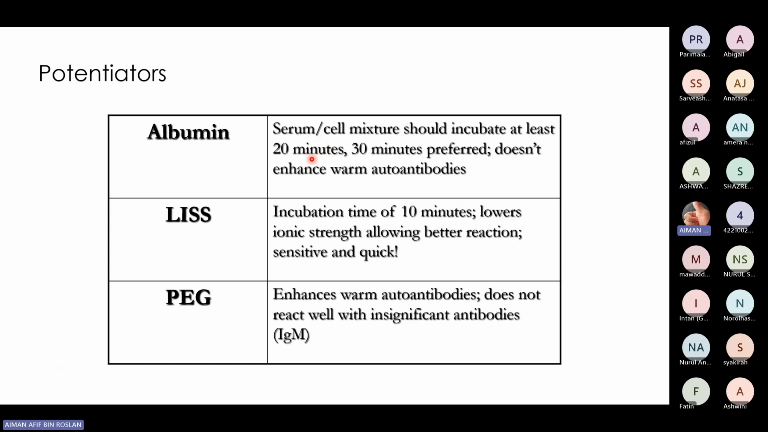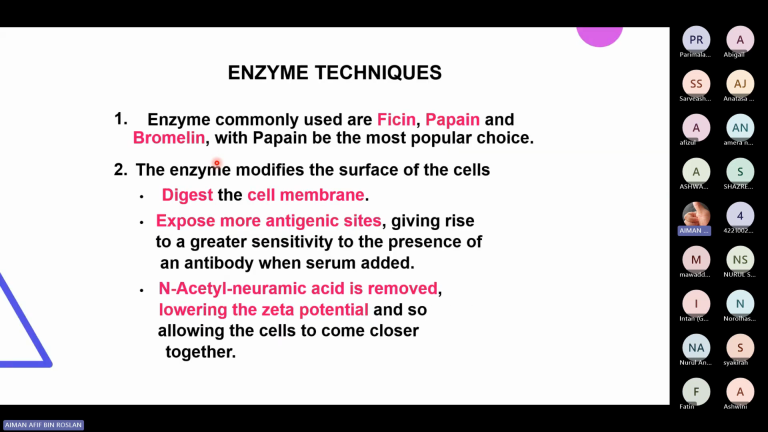Okay, potentiators are the same as before: there is albumin, LISS, and polyethylene glycol, PEG. Okay, there is also the enzyme technique. Enzymes commonly used are ficin, papain, and bromelain. Papain is the most popular choice.